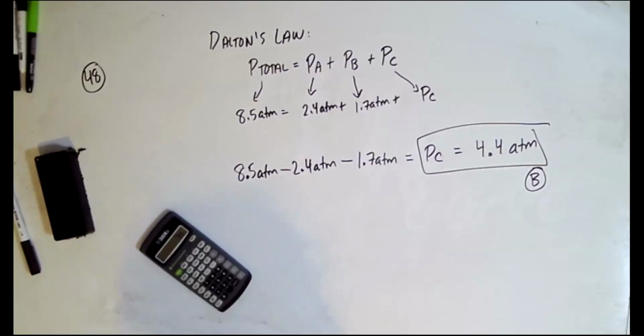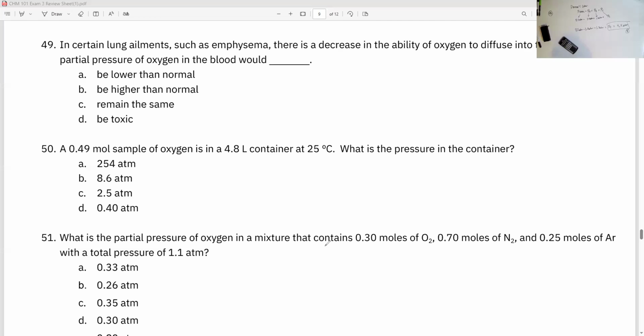The next question on here is again another one of more of our reading type questions. We talked a little bit about the relationship between oxygen and carbon dioxide in the blood versus the tissues. So if you have a certain lung ailment like emphysema, where there's a decrease in the ability of oxygen to diffuse into the blood, they're asking, would that mean the partial pressure of oxygen in the blood be higher than normal, lower than normal, the same, or be toxic?